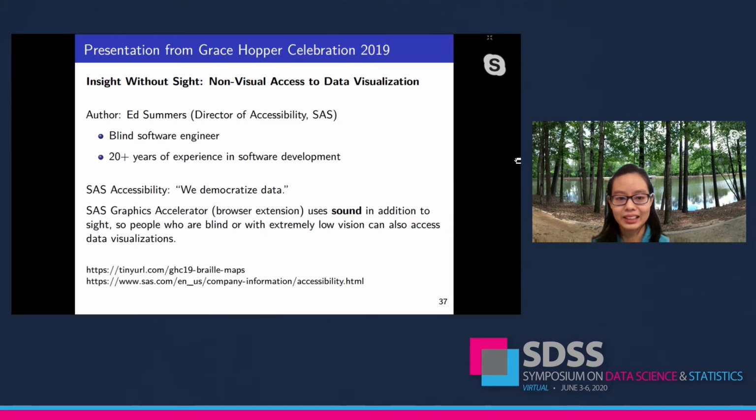I got this idea from the Grace Hopper Celebration. Last year, I saw a presentation called Insight Without Sight. It was created by Ed Summers, the Director of Accessibility at SAS. He's a blind software engineer with more than 20 years of experience in software development. His team created the SAS Graphics Accelerator, an extension that uses sound in addition to sight, so people who are blind or have extremely low vision can also access data visualizations.